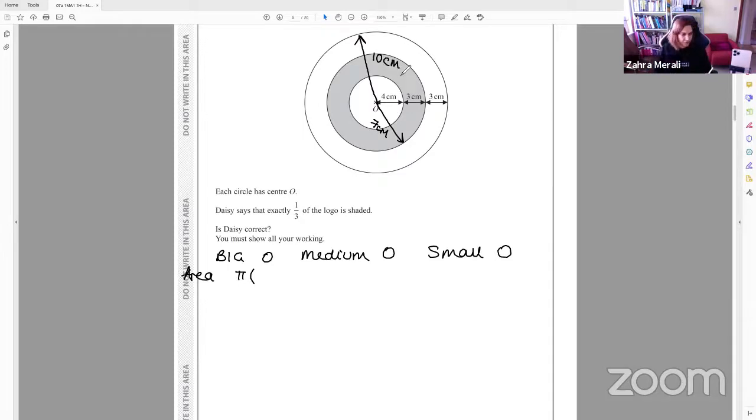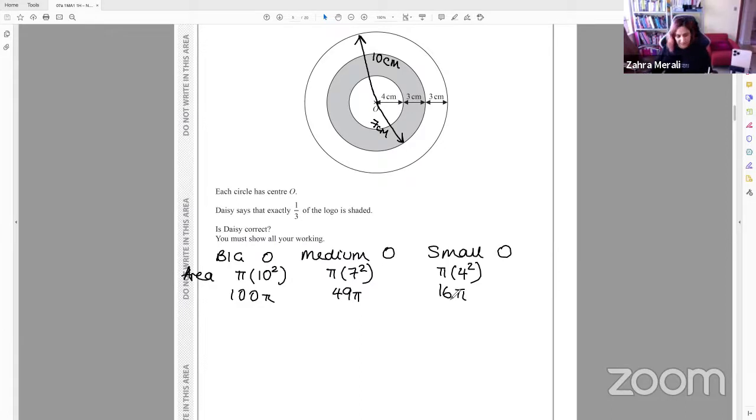So you've got your 3 radiuses. You've got pi times 10 squared, here you're going to have pi times 7 squared, and here you're going to have pi times 4 squared. So you've got 100 pi, 49 pi, and 16 pi.